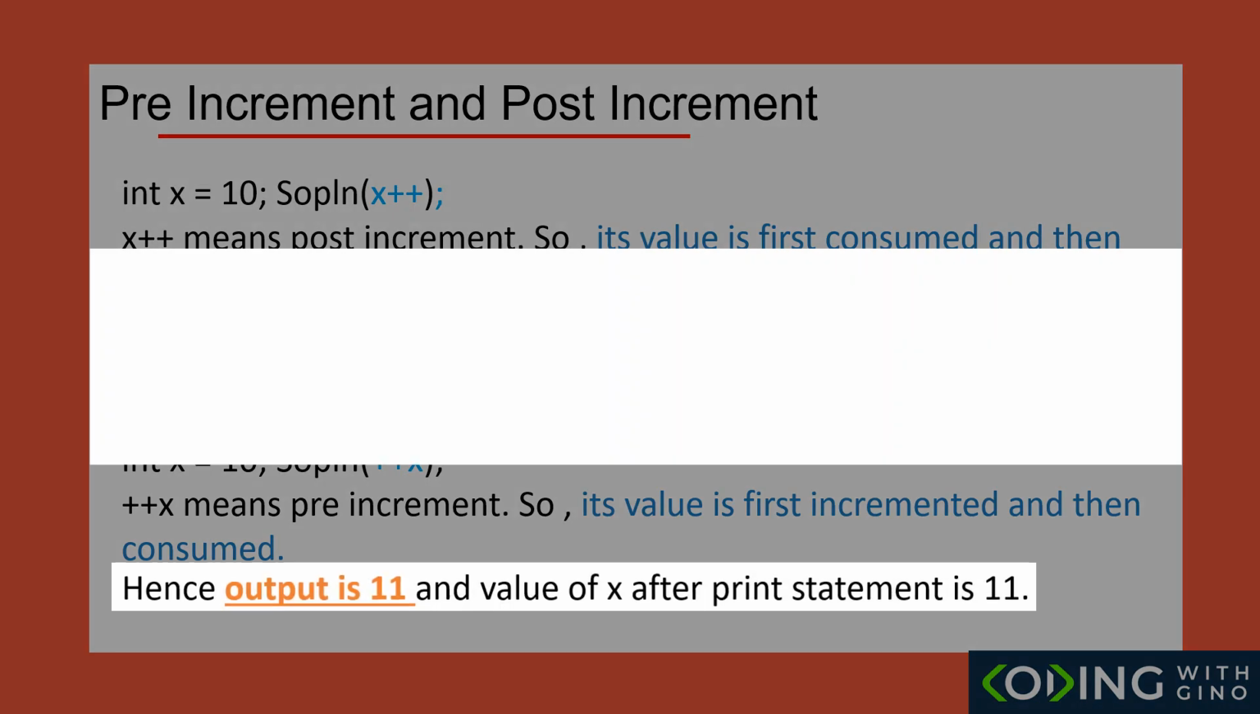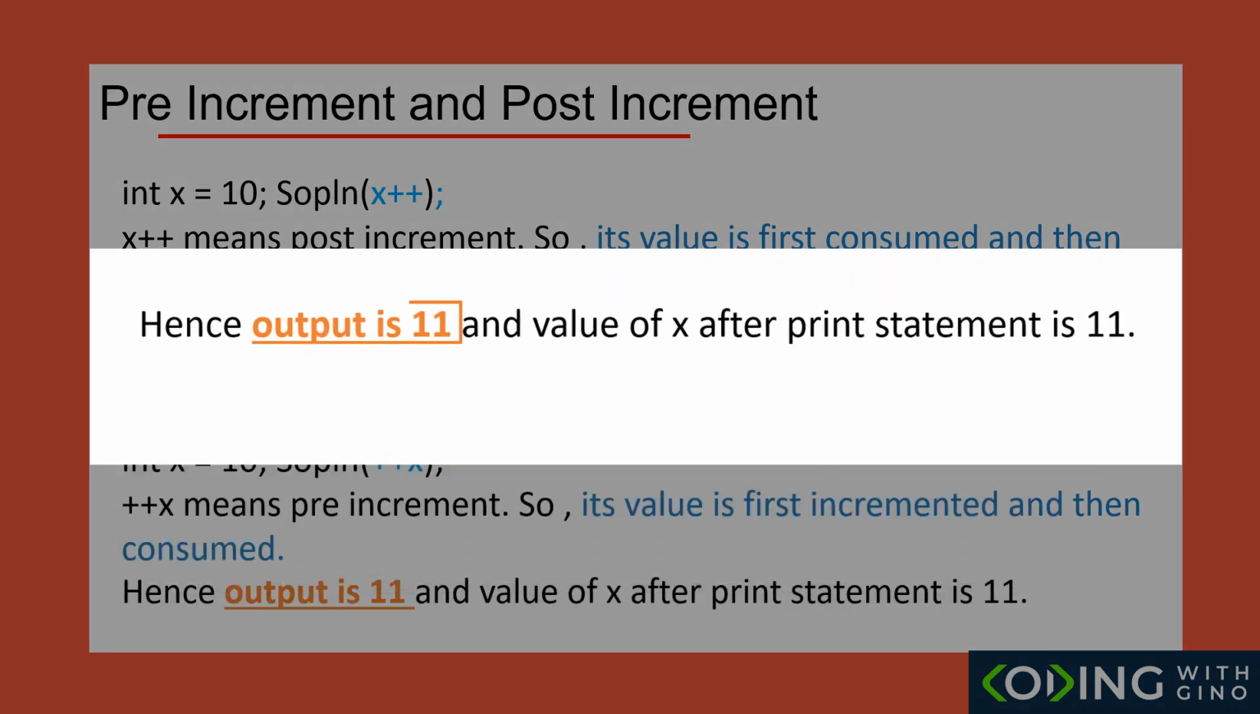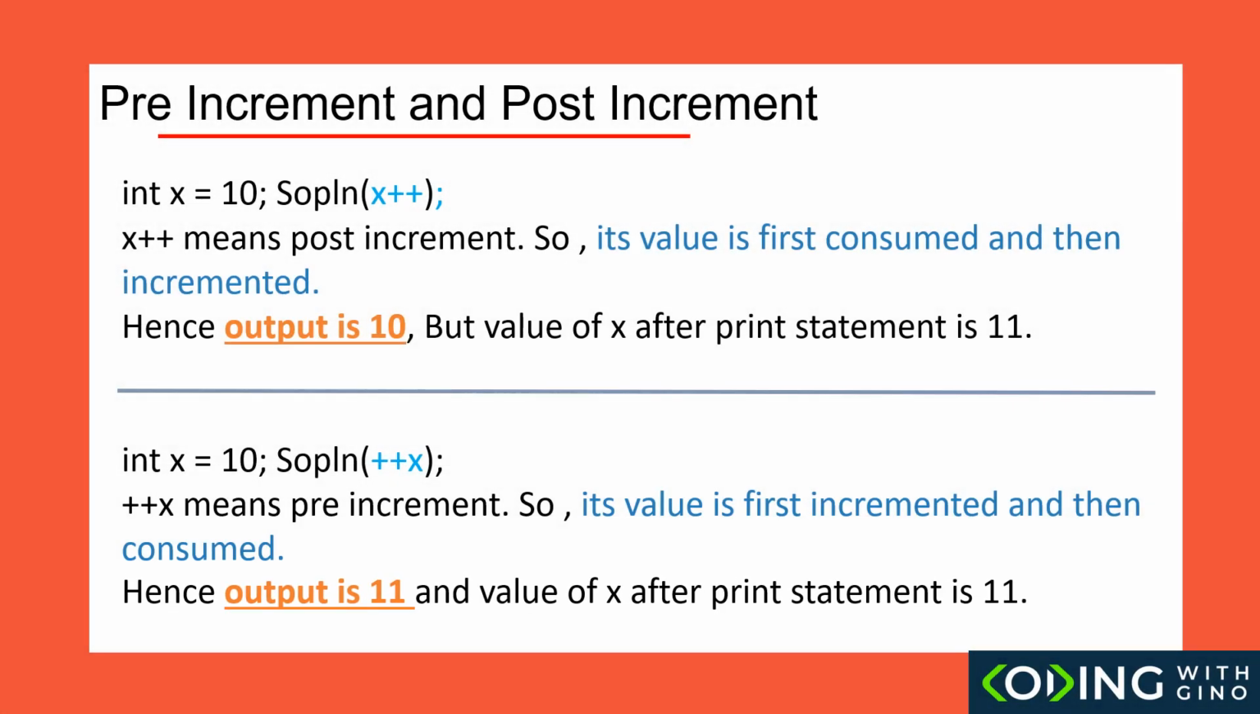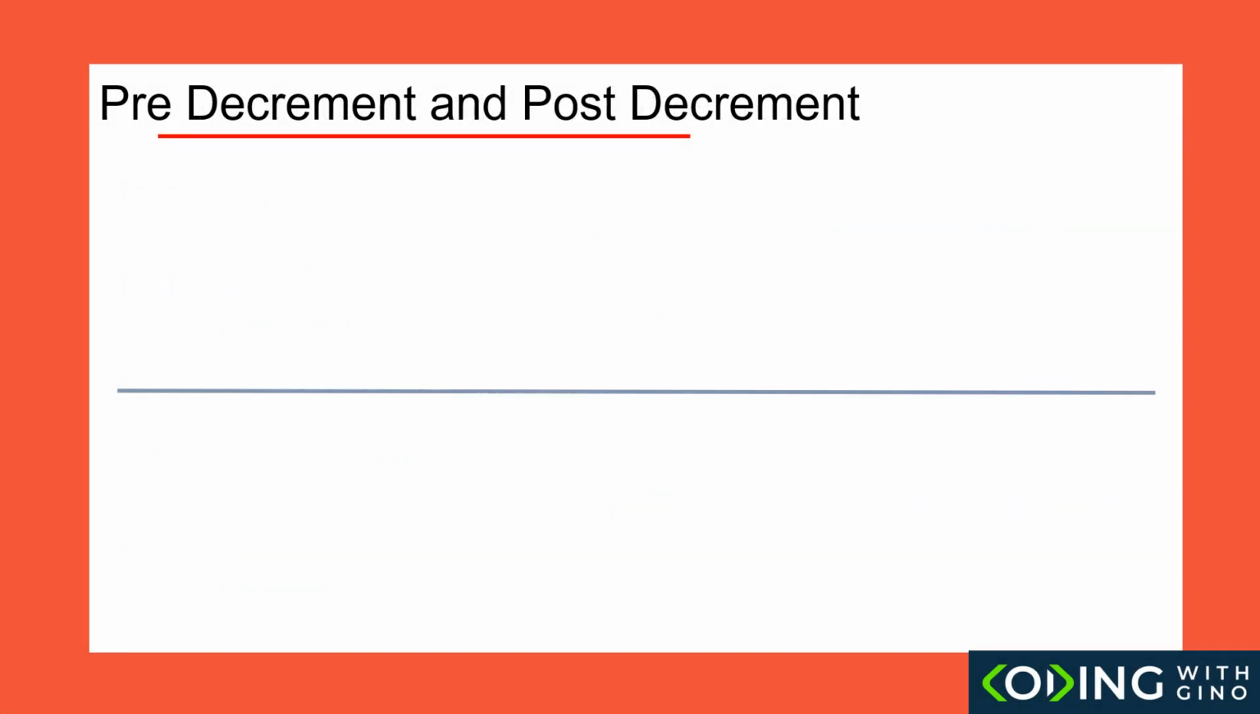On the other hand, for pre-increment, the output is 11, because it is pre-increment, meaning Java will increment it by 1 before it can be used by SOPLN. Clear? Post and pre-decrement operators also behave in the same manner.